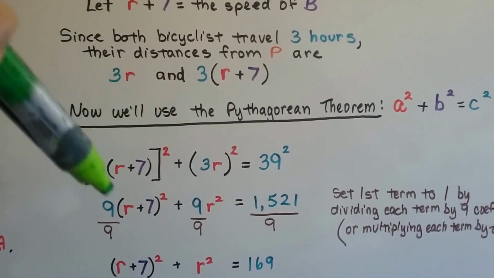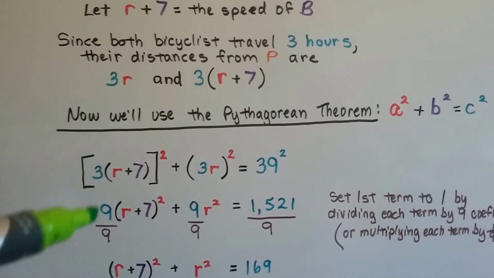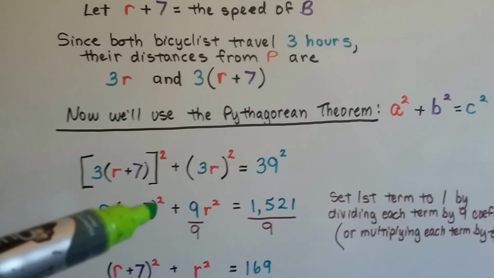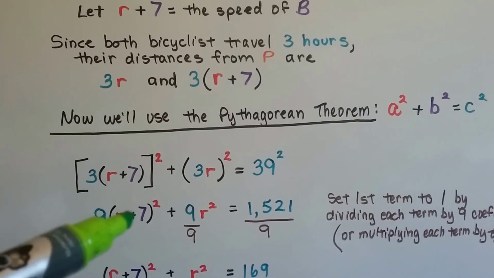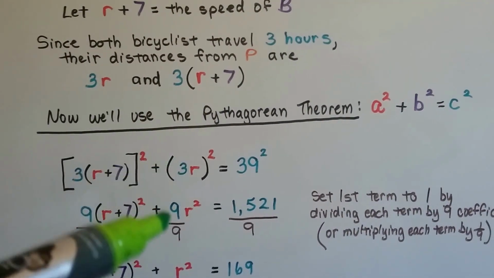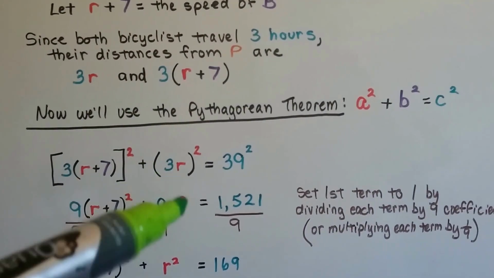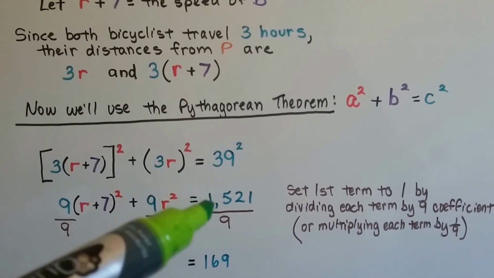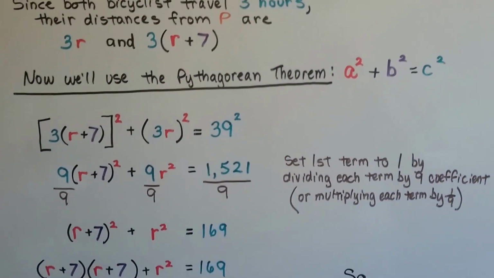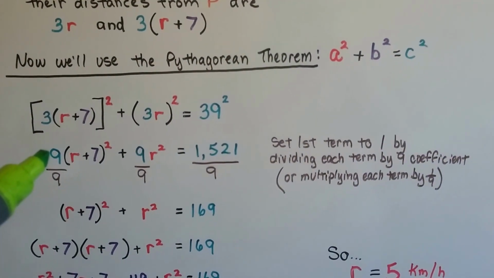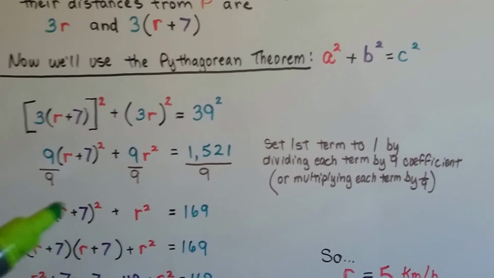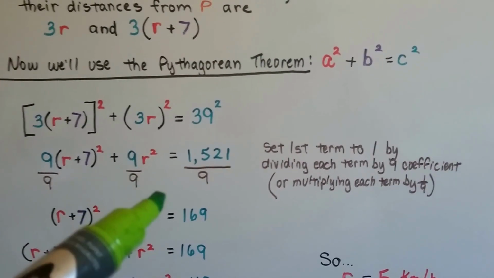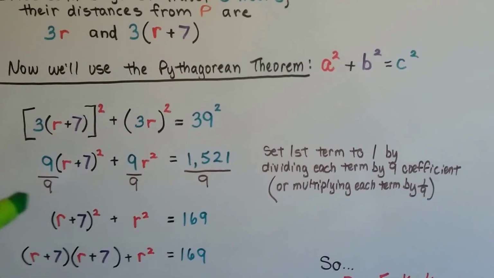3 squared is a 9. So now we've got 9 times (R plus 7) squared, right? Because we didn't square this part yet in the parentheses. This is 9R squared right here, and 39 times 39 is 1,521. Now we've got this 9 here. We need to set the first term to a 1, and we can do it by dividing each term by 9, this coefficient right here.